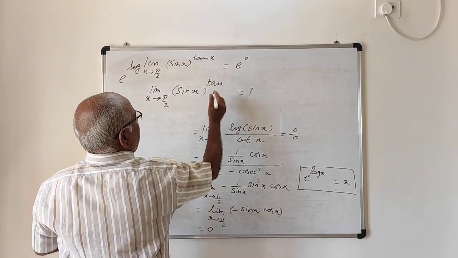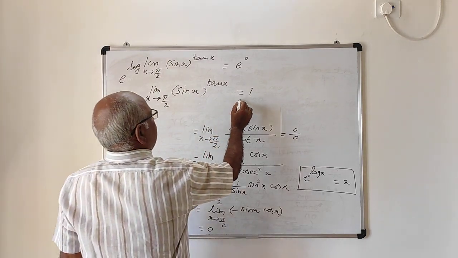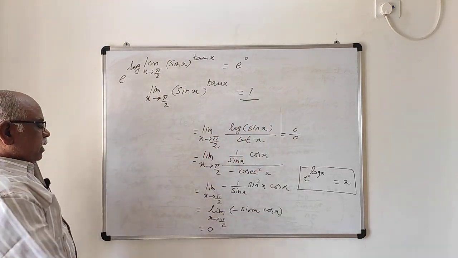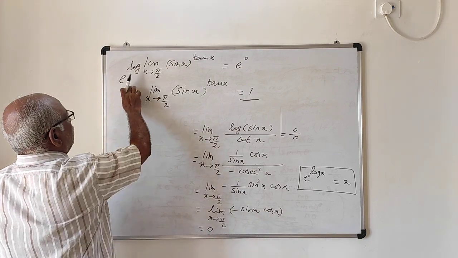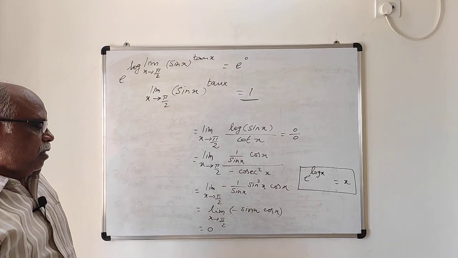That's all about the problem. So taking exponential on both sides, e power log of the problem is the problem itself, and e power 0 is 1, therefore the answer is 1. That's all about the problem.